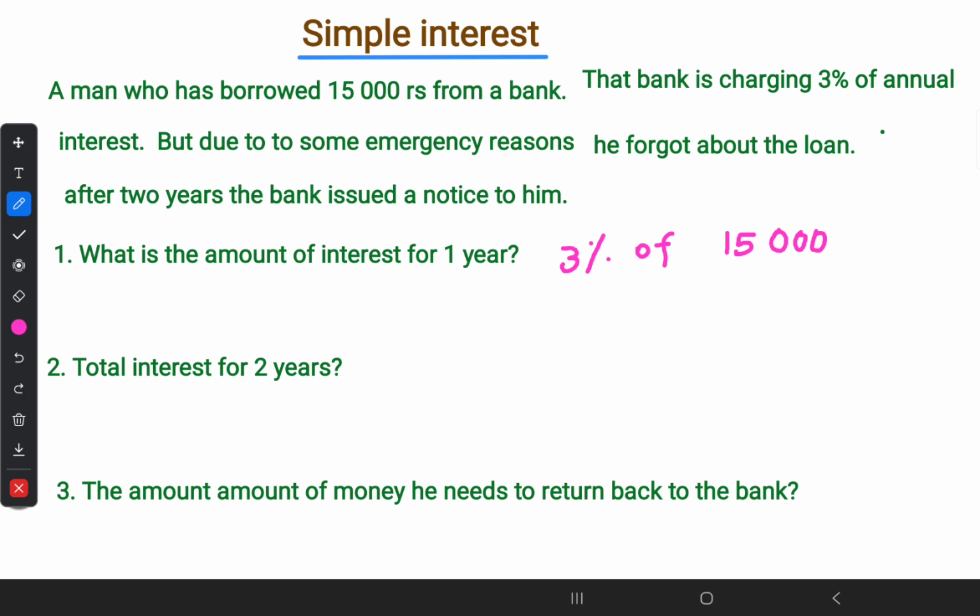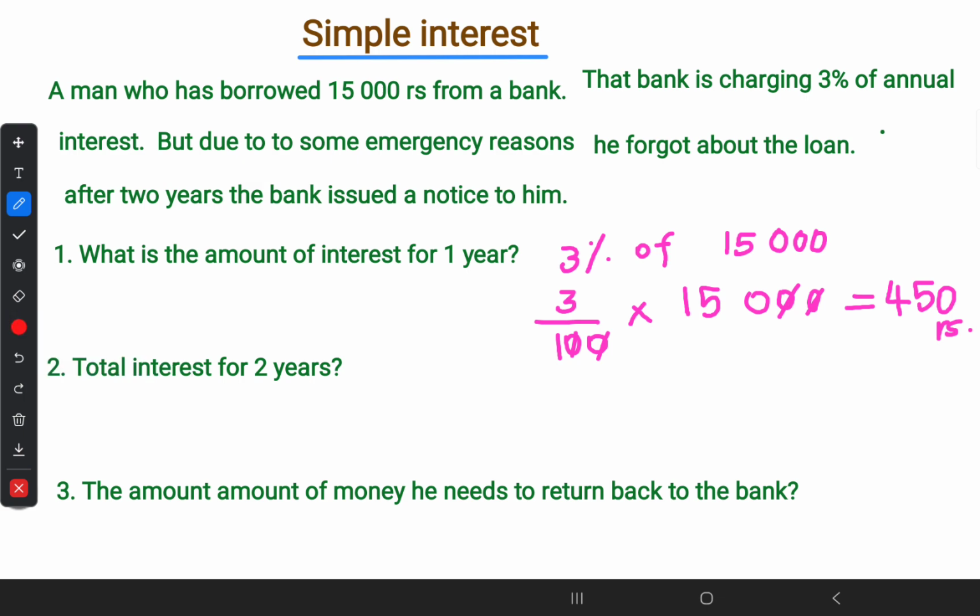So 3% means its corresponding fraction would be 3 upon 100 of 15,000. We can simplify. So it will give you just 450. So for 1 year, he needs to pay just 450 rupees as interest. But he forgot about the loan. So an additional 1 year is included into it. So for the additional 1 year also, he needs to pay the interest.